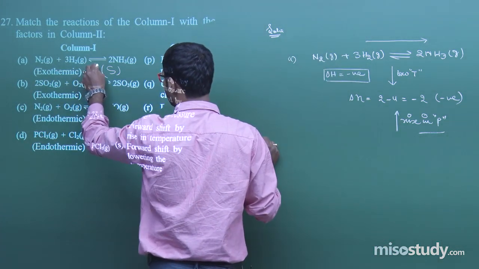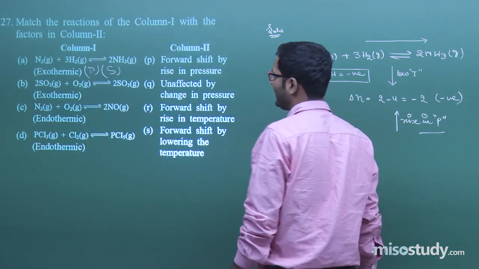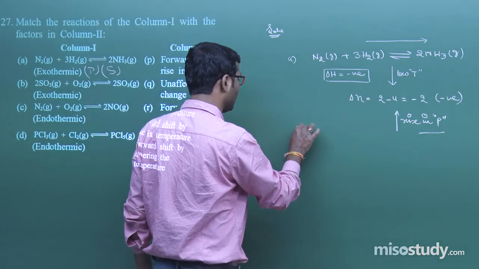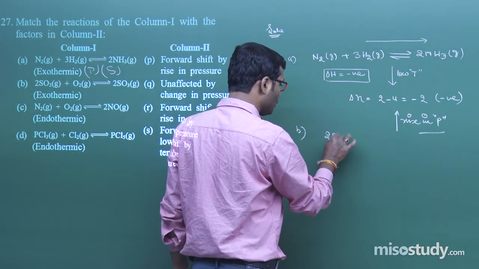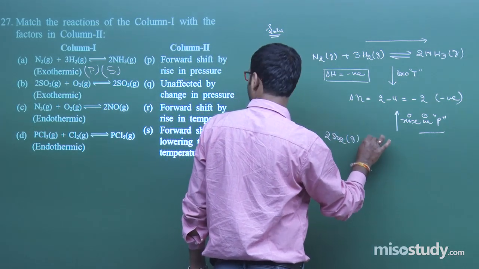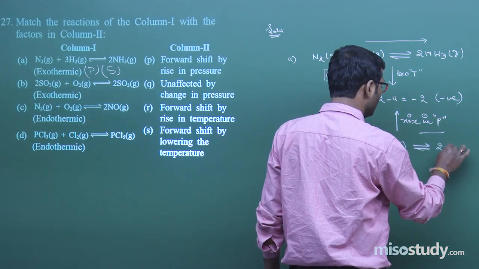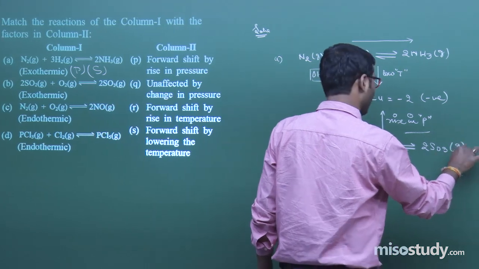So for this question we can easily say P and S are the correct option. Clear? Now let's move to the second one. Second one is given 2SO2 plus O2. Is it clear? Yes, it gives you 2SO3. Am I right, my friend?